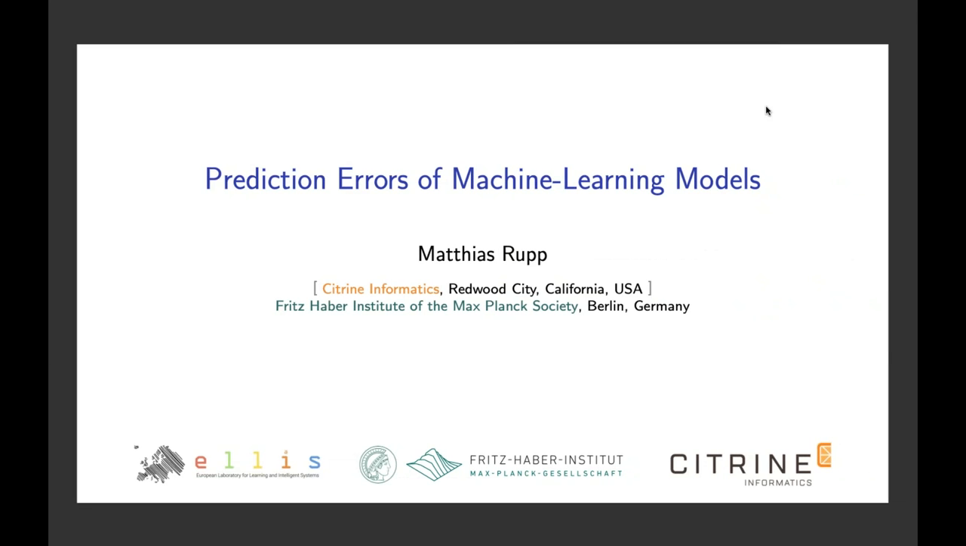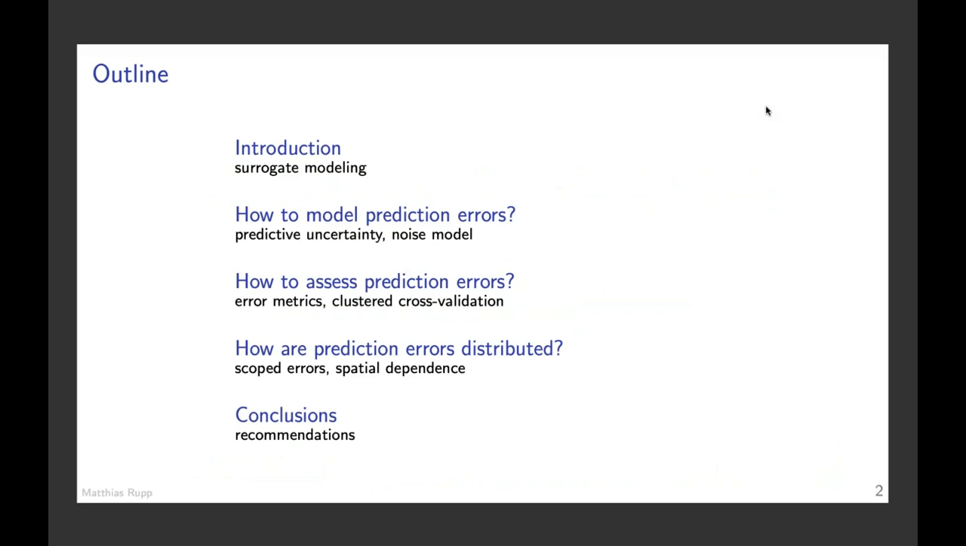Since Jiren has already introduced me, I'll just jump right in. This talk will be about prediction errors of machine learning models, and it will be a lot about non-standard procedure there. The talk is structured as follows. There will be a super brief introduction about surrogate modeling. And then I have three questions that I want to talk about.